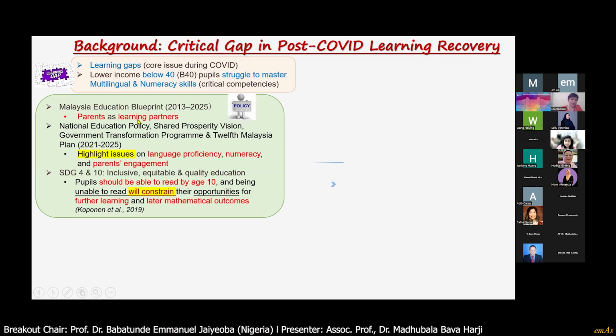So the first policy that I'm highlighting is the Malaysian education policy, which stresses also on and highlights parents as learning partners. Other main policies in place are the National Education Policy, Shared Prosperity Vision, Government Transformation Program, and the 12th Malaysian Plan. These policies also highlight issues on language proficiency, numeracy, and parents' engagement, in line with SDG 4 and 10 that looks at inclusiveness, equality, and quality of education.